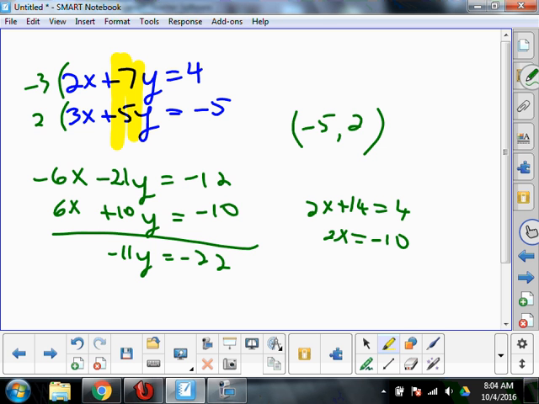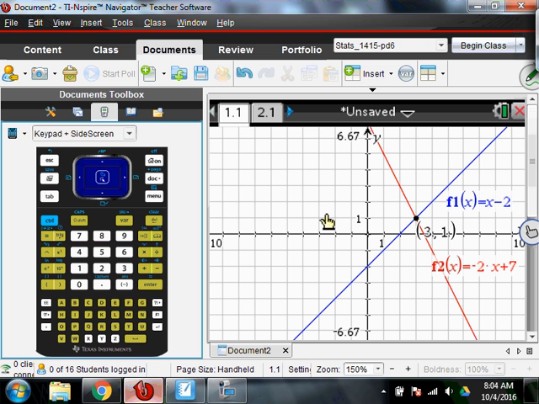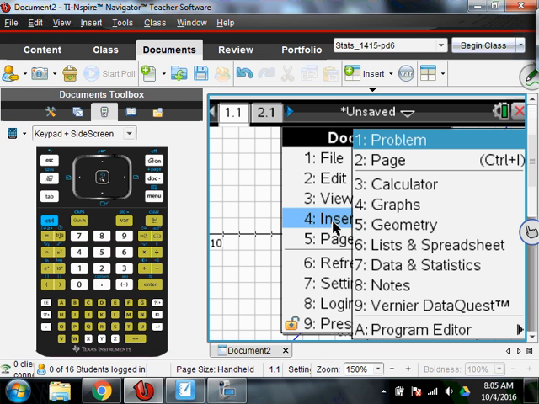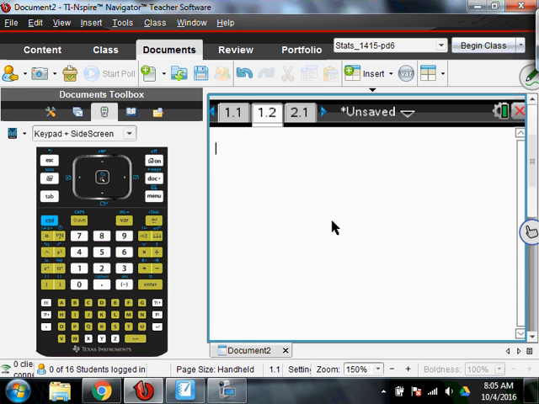I showed you this last week, but we didn't do this on a calculator, so let's do it right now on the calculator. What we're going to do is insert a calculator page. So how do I do that into my document? If I want to change my document, I go doc, and I want to insert, option 4, insert a what? We're going to do this from a calculator page.